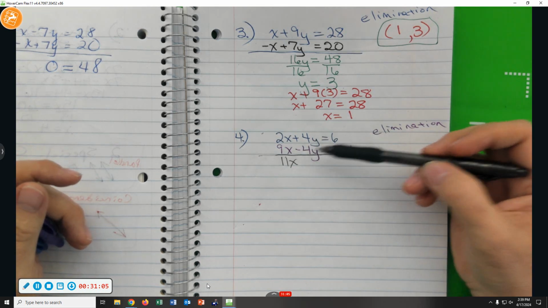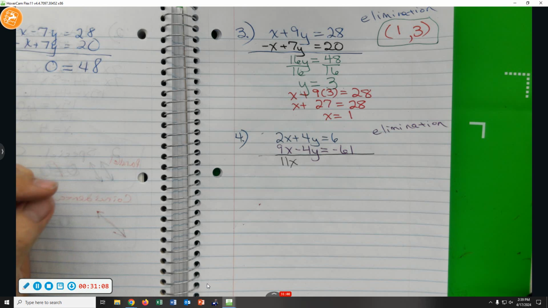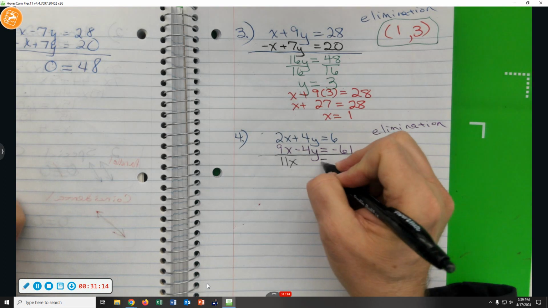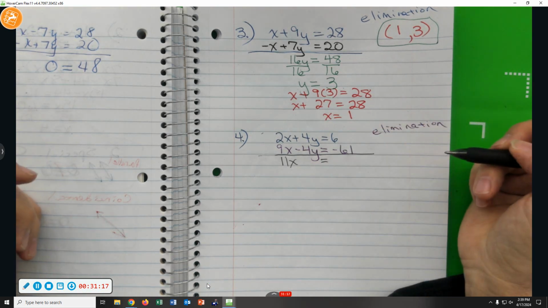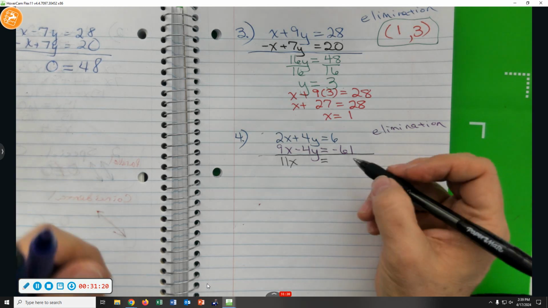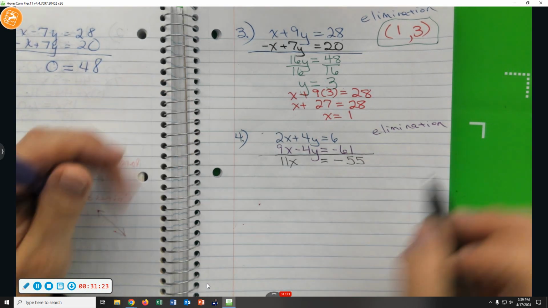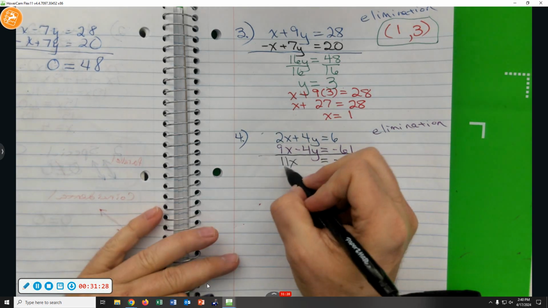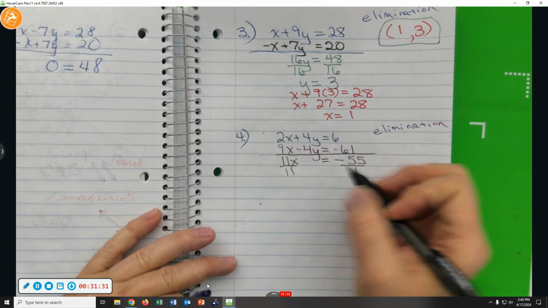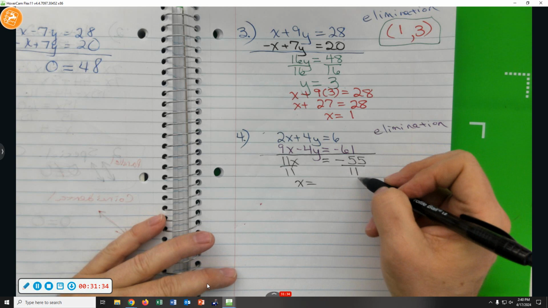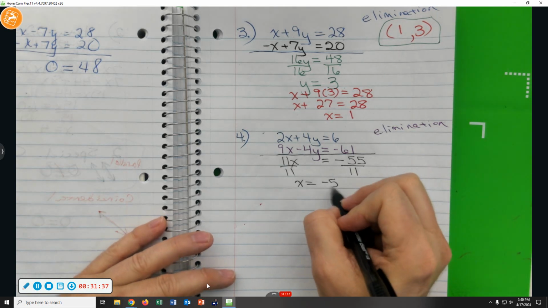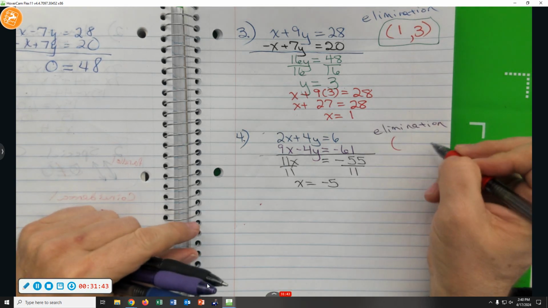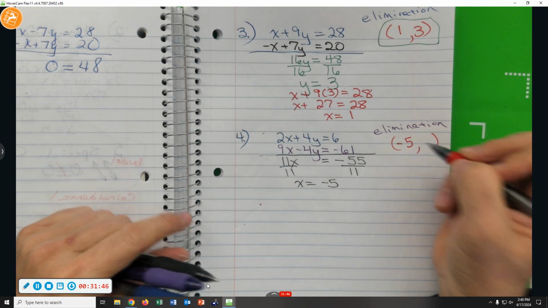When we add the y terms, 4y minus 4y, what's that going to give us? Okay, we've eliminated the y's. 6 plus a negative 61 is going to give us a negative 55. And so to solve for x, all we have to do is divide by 11. That gives us x equals negative 55 divided by 11, which is negative 5. So we now know these two lines are going to intersect at an ordered pair where x is negative 5.